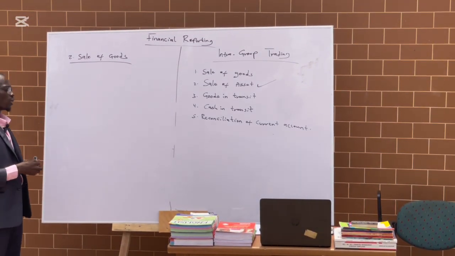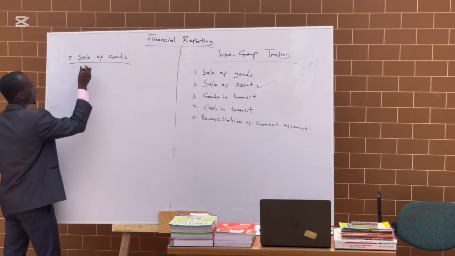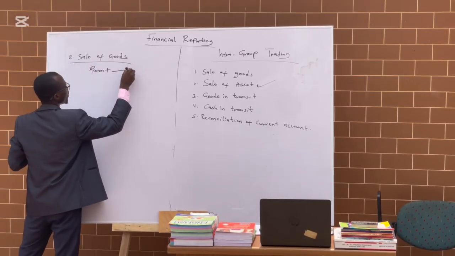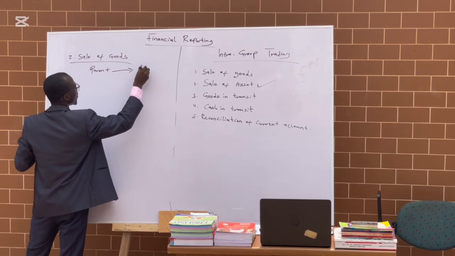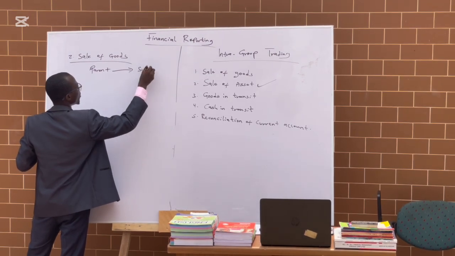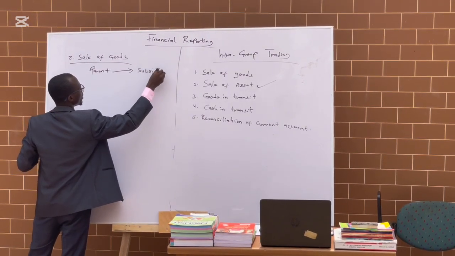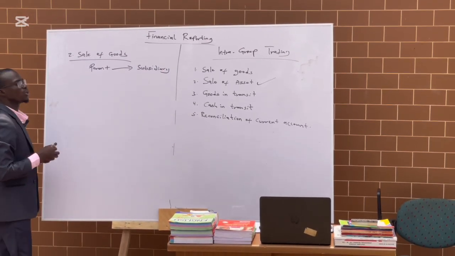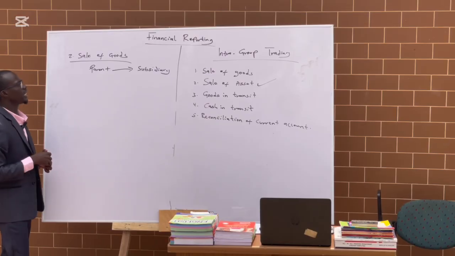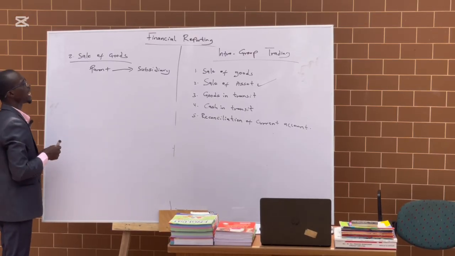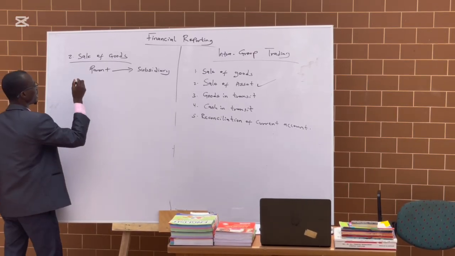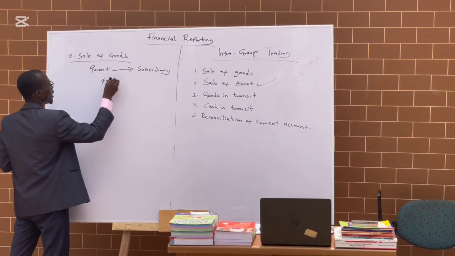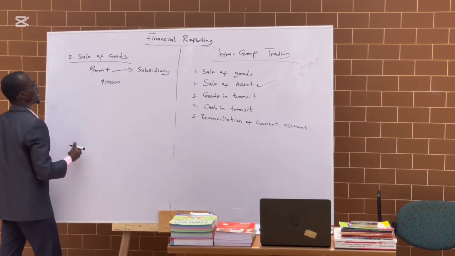So when it comes to the sale of goods, it's the same scenario. The parent can sell goods to the subsidiary, or the subsidiary can also sell goods to the parent. If it is the parent selling to the subsidiary, let's say the total sales is 100,000 Ghana cedis. So the parent sold 100,000 of goods to the subsidiary.